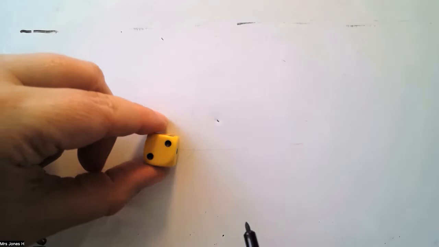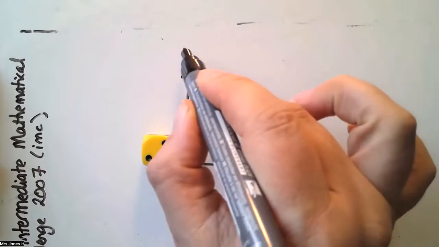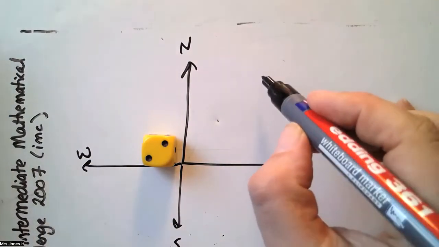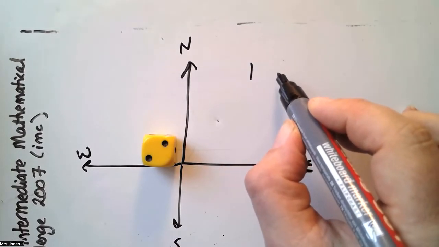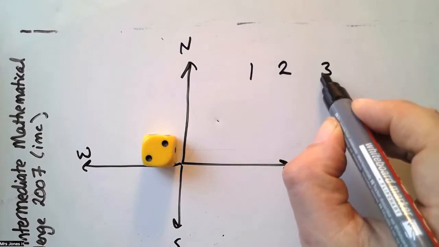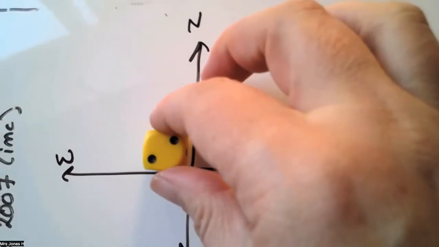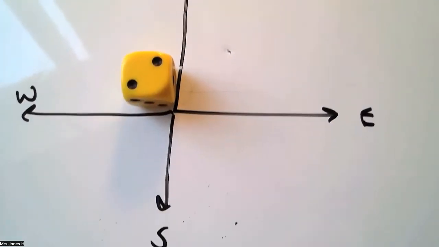So I've got a die, 2, 3 on the front. This is east, north, south, west. Okay, so we're doing face first 1, then 2, then 3, then 5. So you can see the 3 on the side there. It's not easy, but I think we can do that there.